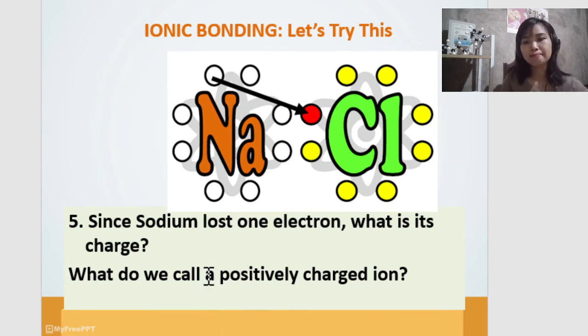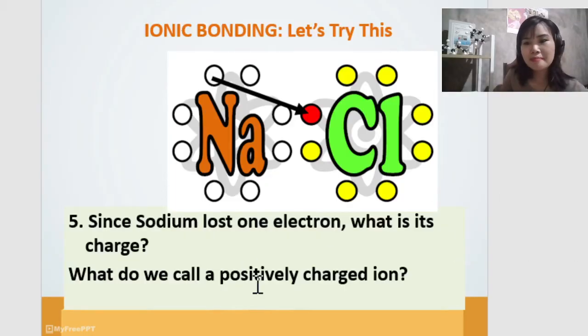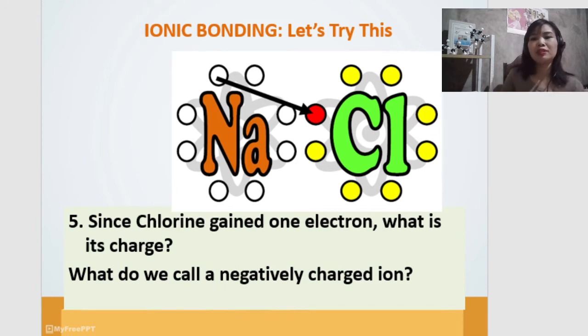For number 5, try to check our picture. Right? There is an arrow. Since sodium lost 1 electron, what is its charge? And what do we call a positively charged ion? Ready? 5 seconds. Go. Okay, so remember the cation and anion? Very good. Now, sodium lost one electron. Since it lost an electron, it becomes positive. And what do you call this positively charged ion? Cation. Very good.